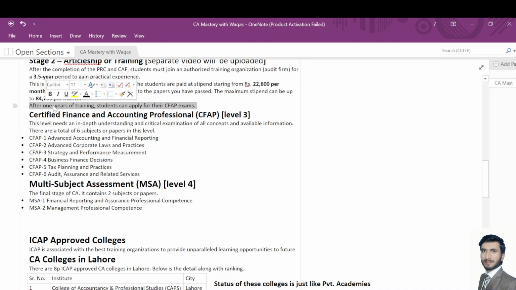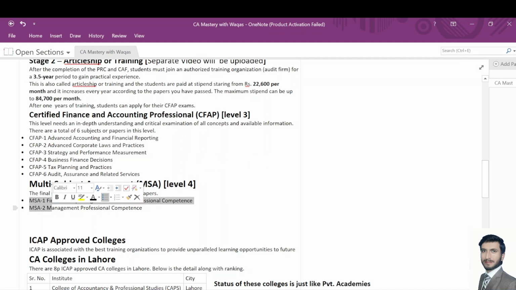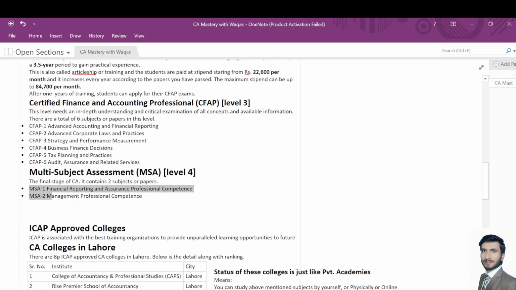Well, after 1 year of training, students become eligible to appear in CA level 3, that is CFAP. It consists of 6 papers. And after that, there will be level 4 that consists of two papers. In the new scheme, these two papers will be purged if approved.